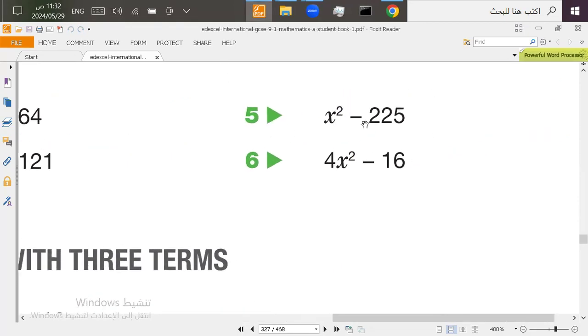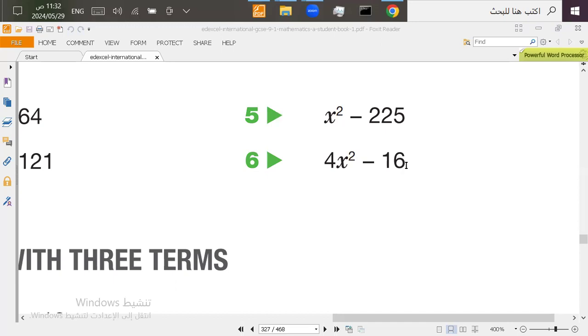Same idea here. If the numbers are big, for example, like this one, you can use square roots. If this one is squared, you can use square roots. So you can say square root of 225, and the answer is 15. So it's going to be x plus 15, x minus 15. That's the idea of these questions.